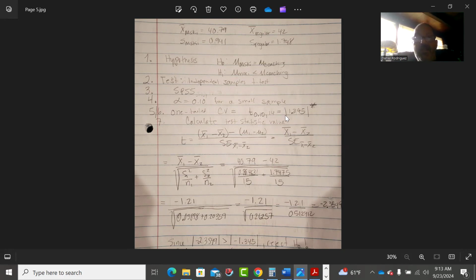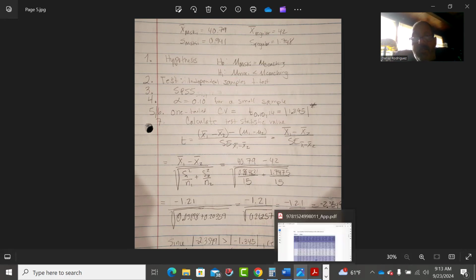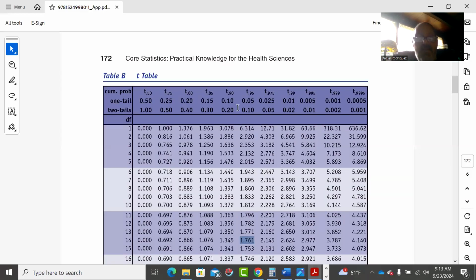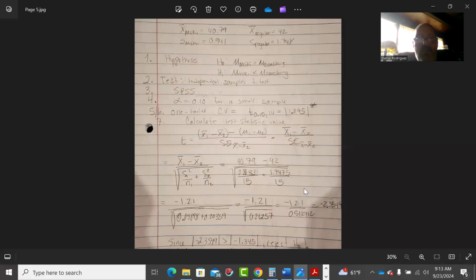So we'll go look that up in the back of the book, and we're using a one-tail test, right? One-tail critical value, alpha of 0.10. Here it is, one tail, 14 degrees of freedom. We get 1.345. Sounds kind of funny. 1.345. There it is. All right.